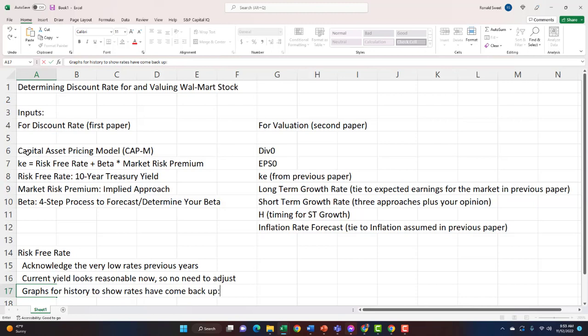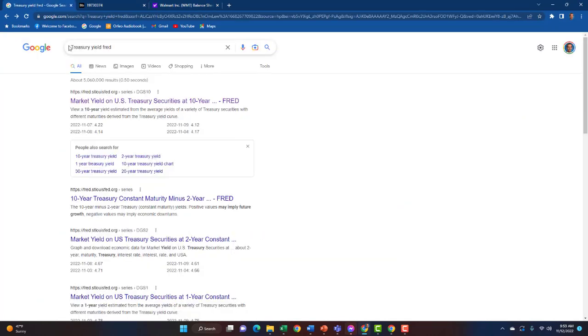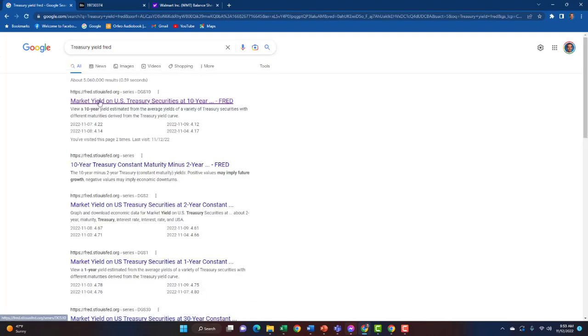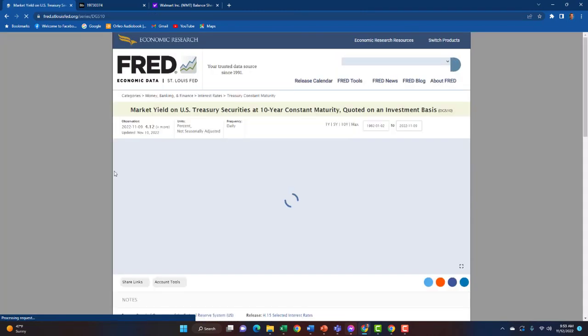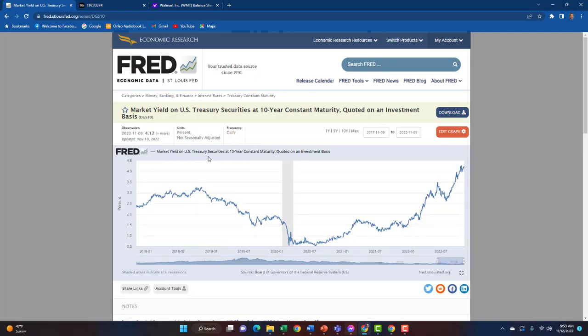up, and the good way to do that is just type treasury yields and the word FRED in Google, and you can create those graphs pretty quickly. Let me show you. Over here I type treasury yield and FRED, and when I hit enter, the very first thing that comes up is the Federal Reserve site, and it shows me the history of the 10-year treasury. And so what you can do is use Snip to bring in a chart. You can see this goes back to 2009.